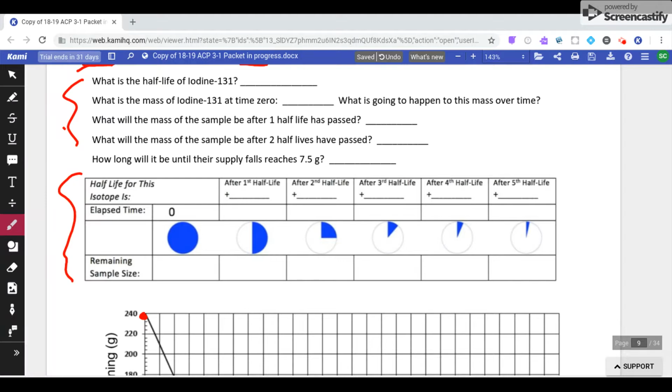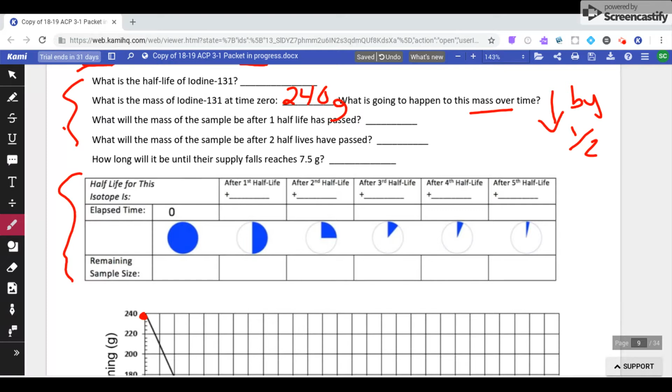So, what's the half-life of iodine 131? I don't know at this point, but I'm going to start off with the mass of iodine at time 0 is 240 grams. I know that my mass is going to go down, down, down. So it's going to go down by half every half-life that passes, whatever that time period is. Maybe it's 8 seconds, maybe it's 24 days, maybe it's 2,000 years. I don't know yet. I'll find out in a minute. But I do know that the mass that I start with is going to go down, which is what your graph shows. Now, when we fill out this chart, there's a couple things I want to point out.